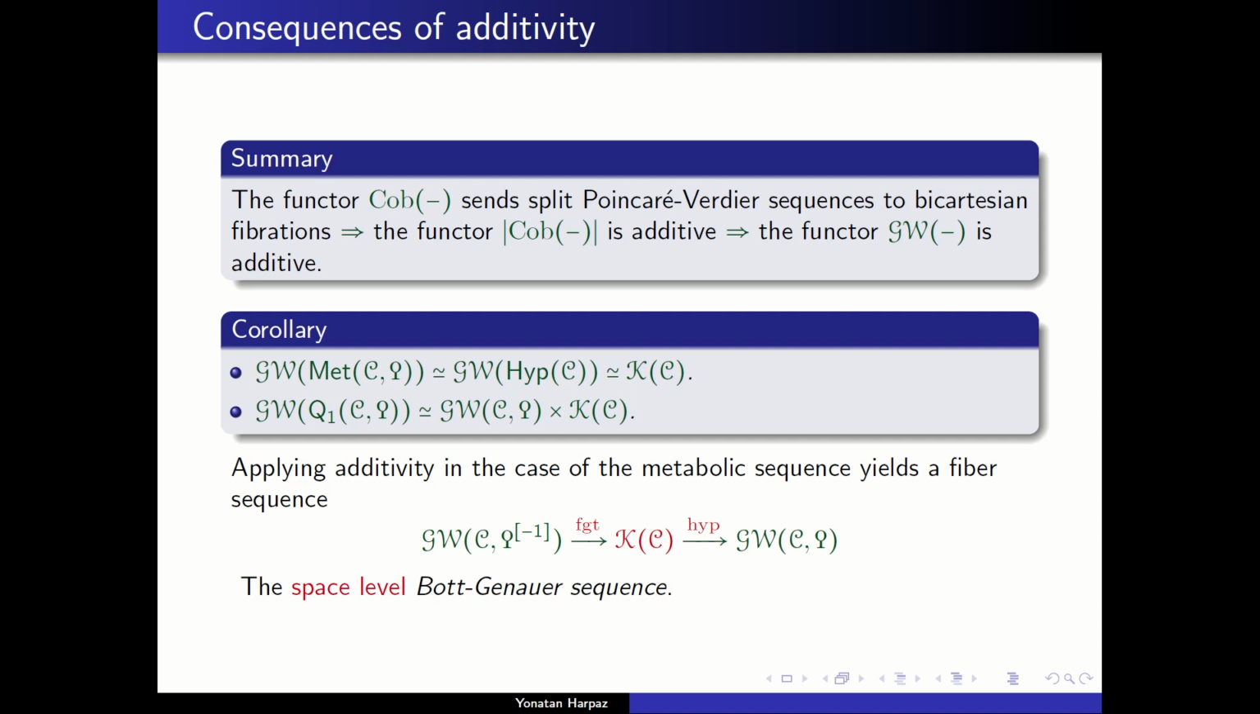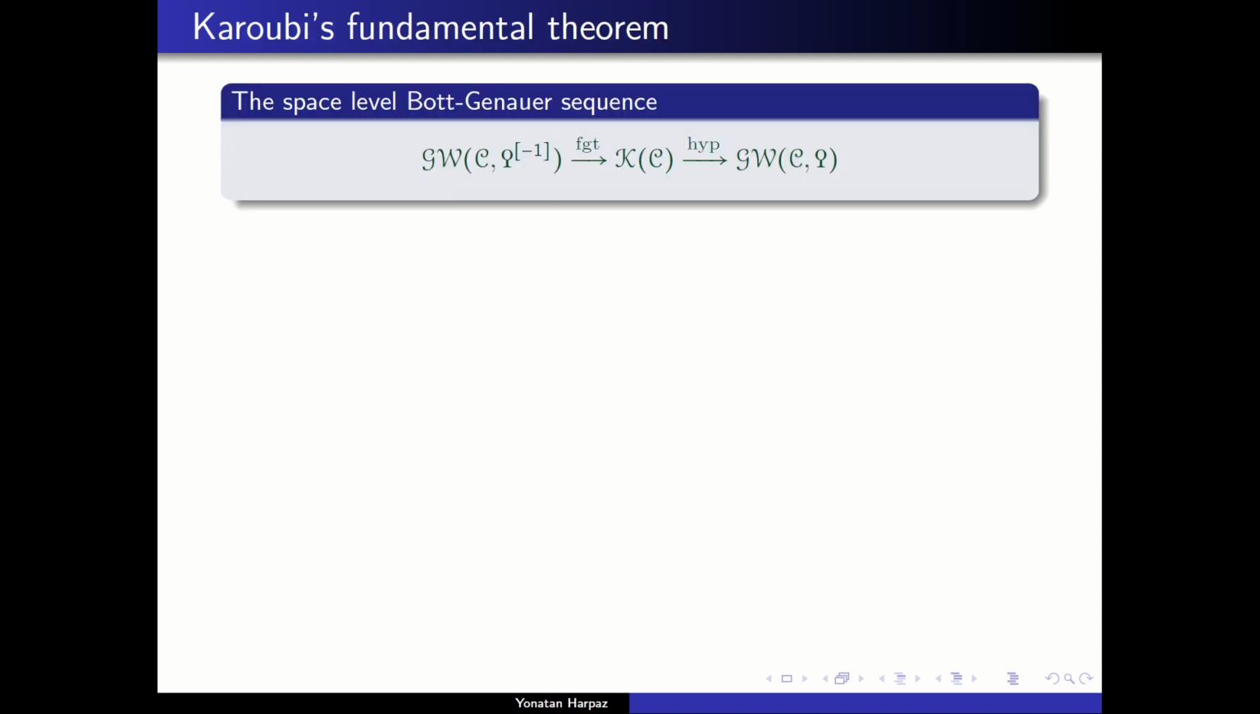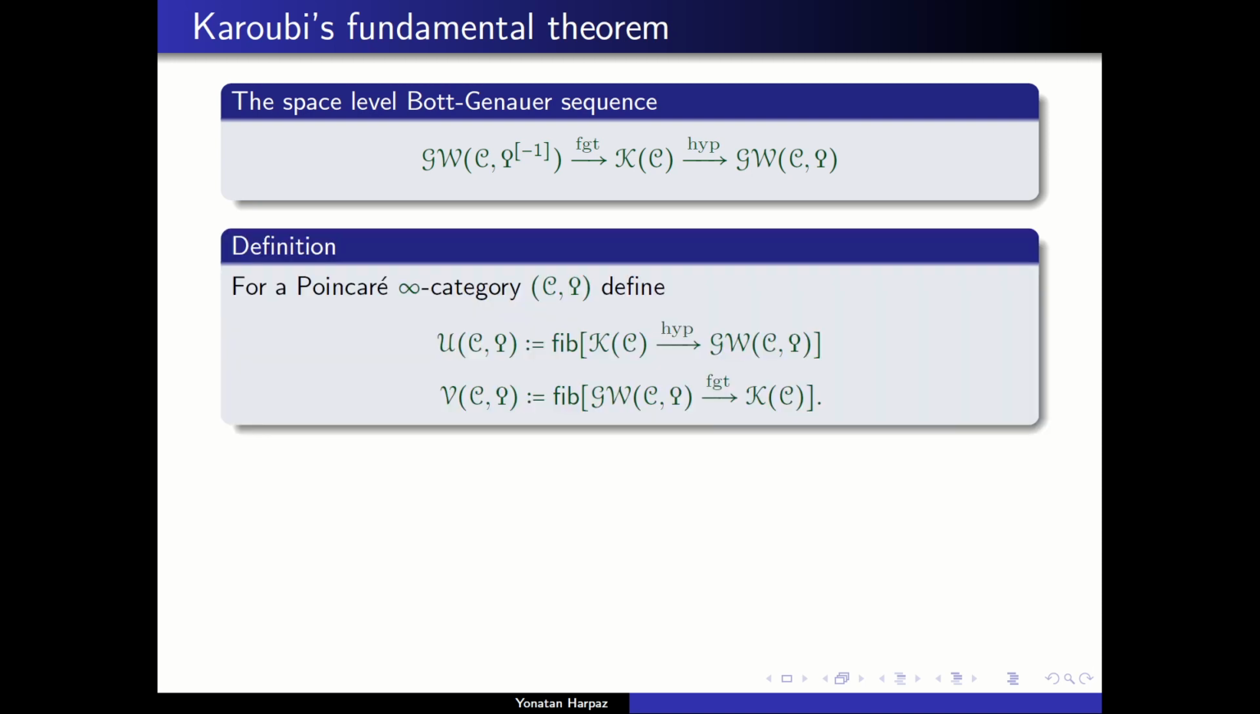More precisely, this is the space-level version of the Bott-Genauer sequence. We are going to have later a spectral version of the Bott-Genauer sequence when we will define the Grothendieck-Witt spectrum. Now let's see what consequences we can get out of the space-level Bott-Genauer sequence.